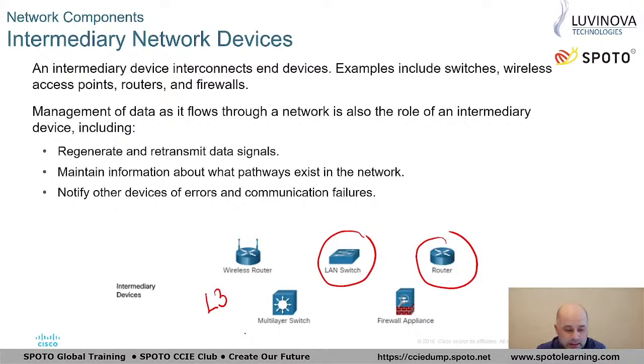For example, we see here in the picture what they do. They manage data, they redistribute data, regenerate and retransmit the data signal, and maintain information about what paths exist in the network. We're going to talk about that. This is the key function of the router: what paths are existing in the network and which is the best path for the router to forward the packet. And they notify the other devices of errors or communication failures.